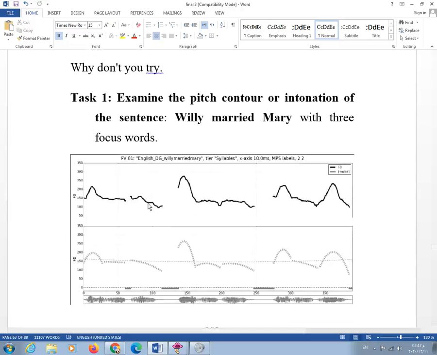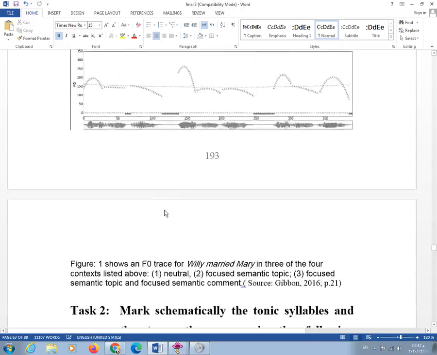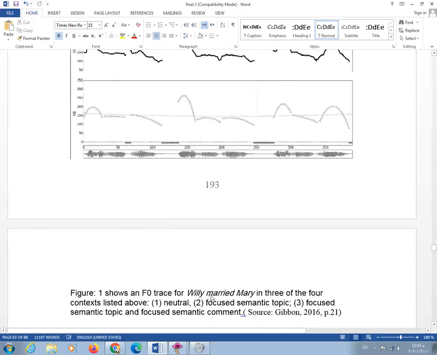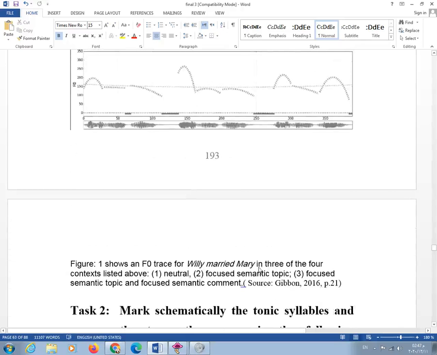What's this? It's the utterance, Willie married Mary. Here we find it in three ways. One of them is neutral, where we find that it's the first word here, as you see, Willie married Mary. The second is focus semantic topic. What's the semantic topic? Topic here is the subject. So Willie, rising up. Willie married Mary. And in the third, number 3, we have focused semantic topic and focused semantic comment.